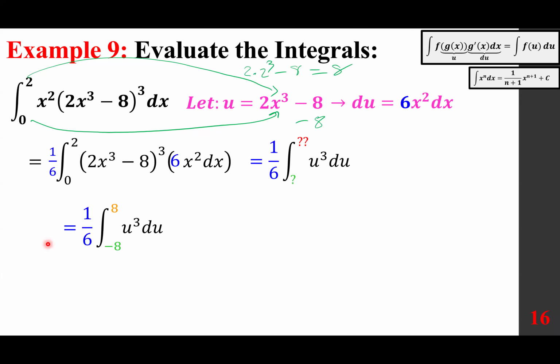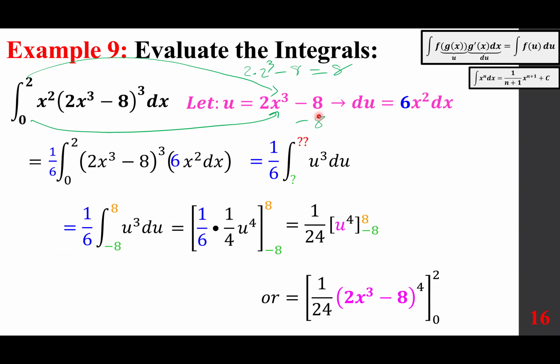Now u cubed becomes 1/4 u to the power of 4. That 1/6 remains outside. And so the product of these two is 1 over 24. We're going to keep it outside. U to the power of 4 from minus 8 to 8. Or we're going to replace the u with 2x cubed minus 8 from 0 to 2. Now, you can evaluate it here using the limits 0 and 2, or evaluate it here using the limits minus 8 and 8. This is easier, everybody.